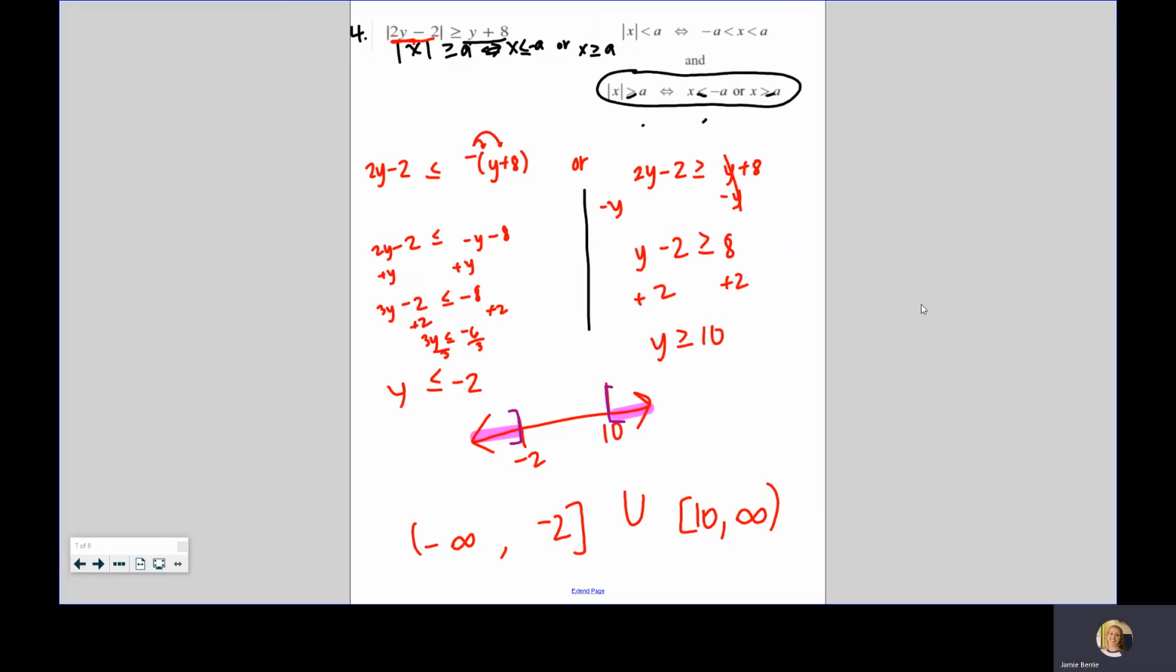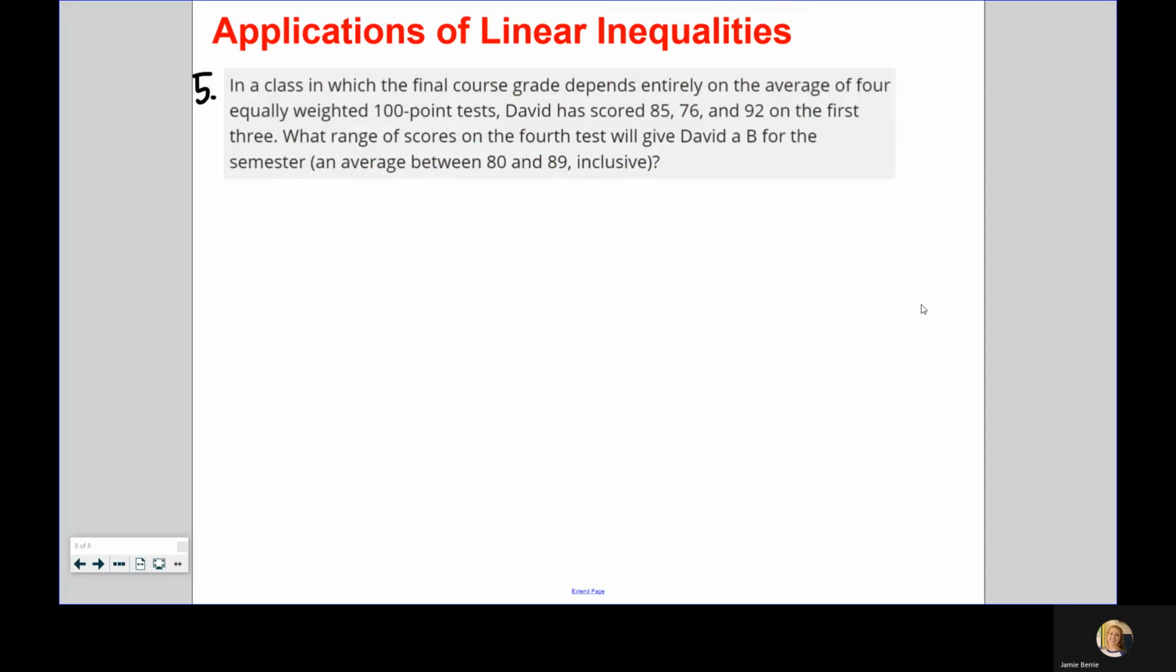All right, last problem. This is an application problem, so it's just a word problem. It says, in a class in which the final course grade depends entirely on the average of 4 equally weighted 100-point tests, David has scored an 85, a 76, and a 92 on his first 3 tests. What range of scores on the 4th test will give David a B for the semester, which is an average between 80 and 89 inclusive? The word inclusive tells us that we should use less than or equal to and greater than or equal to.